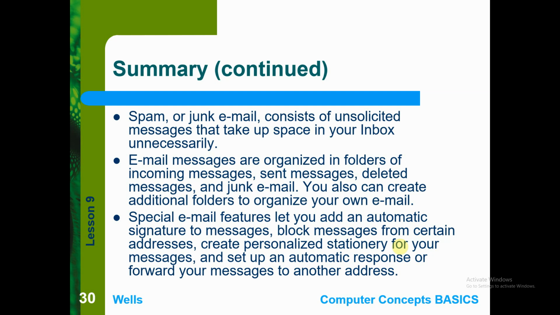Email messages are organized in folders such as incoming, sent, deleted, and junk email on the left side column of your Gmail. You can also create additional folders to organize your own email by using labels. Labels or folders, either works. Special email features let you add an automatic signature in the settings. If you want to explore, check the Gmail settings for the signature. Also, you can block messages from certain addresses, create personal stationery, or set up automatic responses, also found in your Gmail account settings.